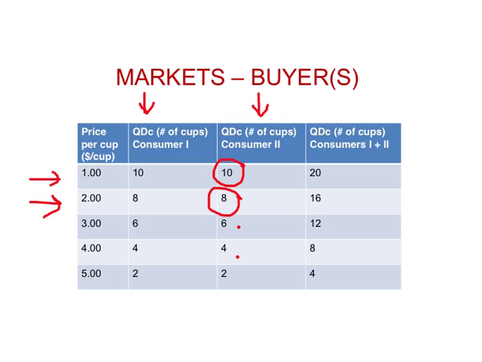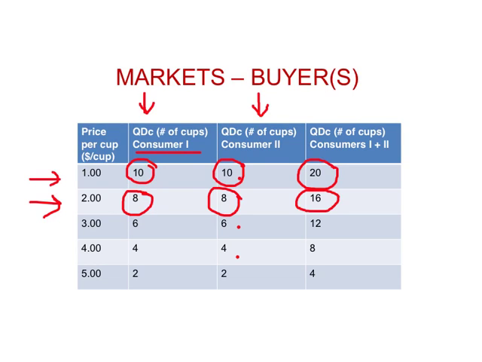Now, the question we ask is, what is the combined demand for coffee by both consumers taken together? Consumer 1 plus consumer 2. When the price is $1 per cup, the first consumer demands 10 cups of coffee, the second one demands 10 cups of coffee, so both of them together demand 20 cups of coffee. When the price is $2 per cup, the first consumer demands 8 cups of coffee, the second demands 8 cups of coffee, and both of them together demand 16 cups of coffee.